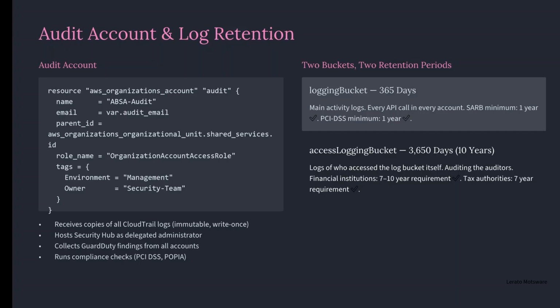accessLoggingBucket, 3,650 days. That is 10 years. This bucket logs who accessed the log bucket itself, auditing the auditors. Think about that for a second. We are not just logging what happened in AWS. We are logging who came to look at the logs. Financial institutions, 7 to 10 year requirement, passed. Tax authorities, 7-year requirement, passed. This is what real compliance looks like, not a checkbox, a 10-year immutable audit trail.